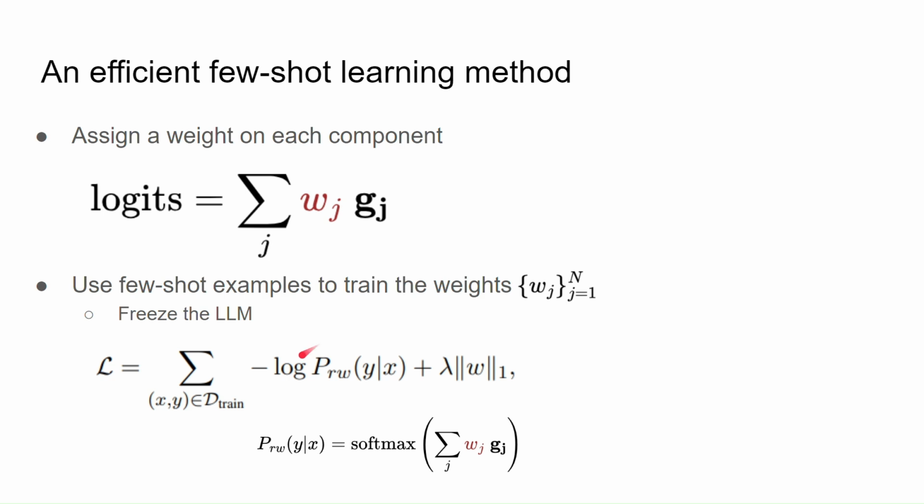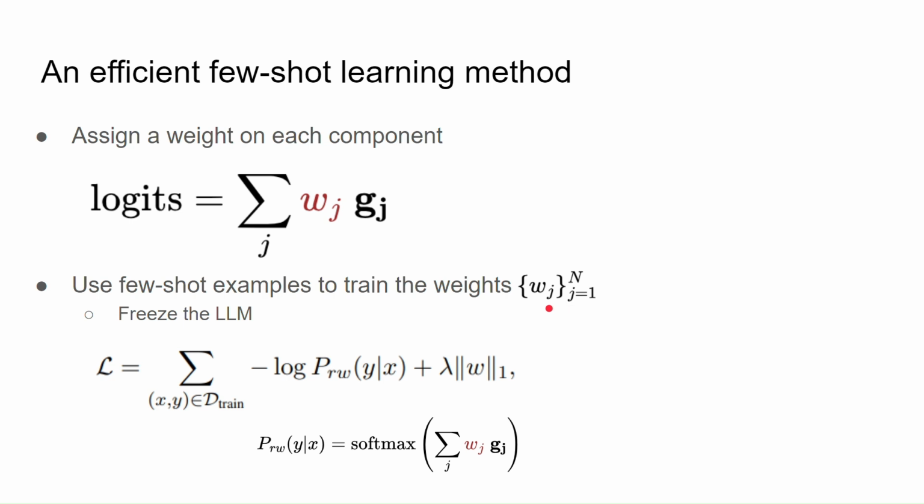Our loss consists of two terms. The first one is just the standard cross entropy loss on the classification task, and the second term is the L1 regularization to encourage sparsity on the weights.